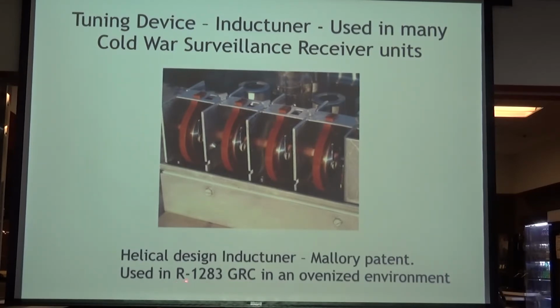It was used in that R123 GRC that I showed you earlier that I own, but that had an ovenized environment. It actually was an oven around each of the two Induct tuners that are in there. One tunes from 30 to 90 megahertz, the other one tunes from 90 to 300 megahertz. And all those other receivers did the same thing by government spec. That's kind of the brute force way of doing it. Other receivers used temperature compensation to keep them on frequency.